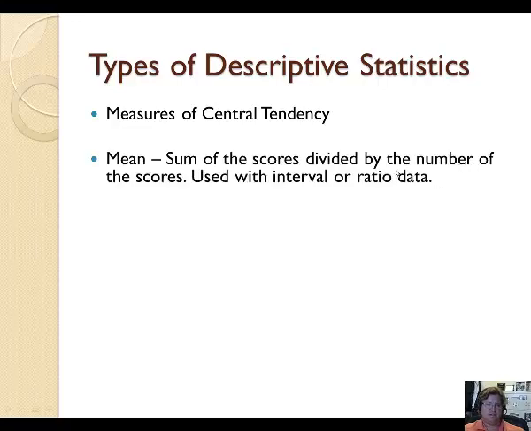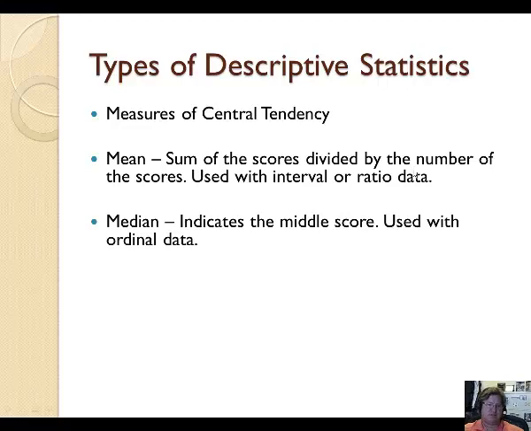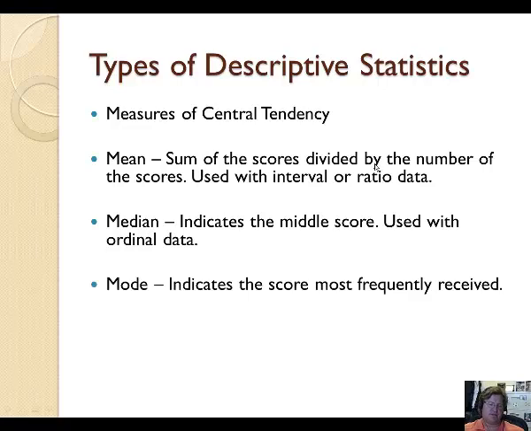The mean is the sum of scores divided by the number of the scores. We typically use this with interval or ratio data. The median indicates the middle score. We use this more with ordinal data. The mode is the score most frequently received.